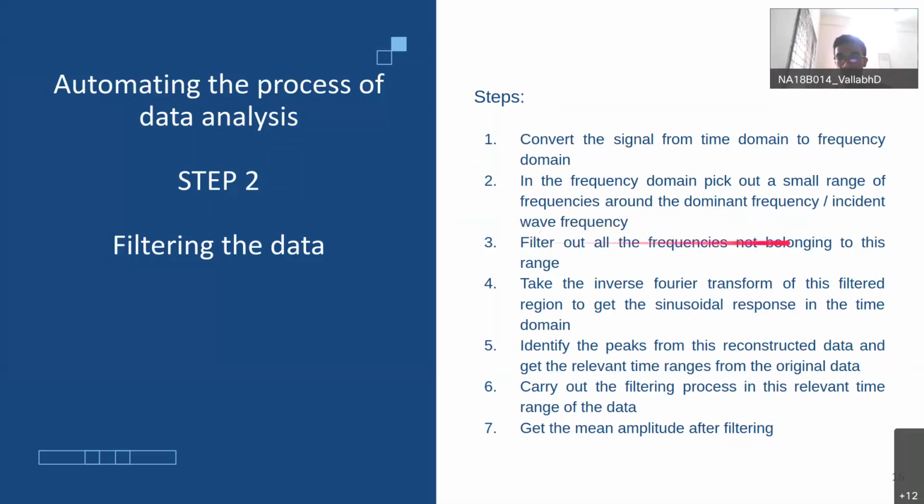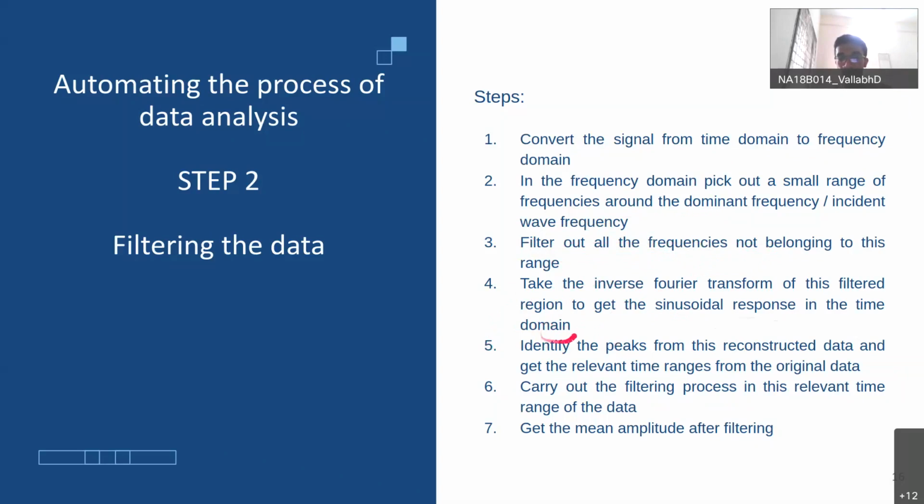So we will filter out all the other frequencies. The magnitude of all the other frequencies we put as 0, and then we take the inverse Fourier transform of this region that we chose from the frequency domain, and we get the sinusoidal response in time domain.